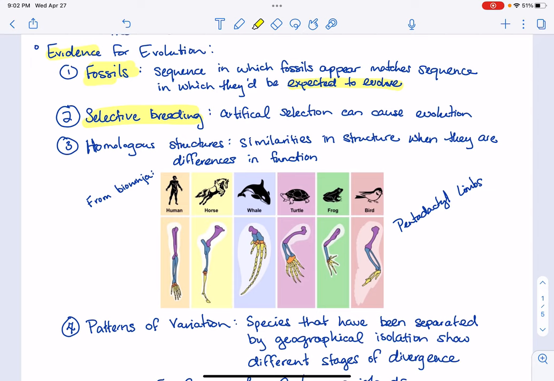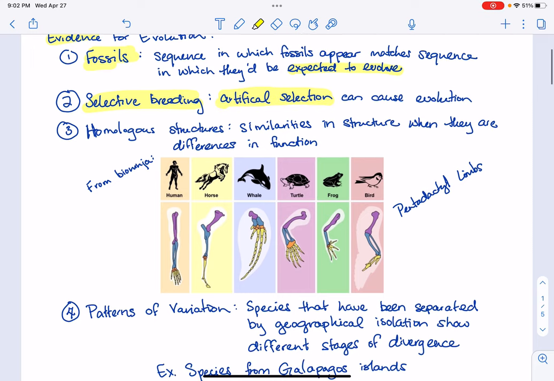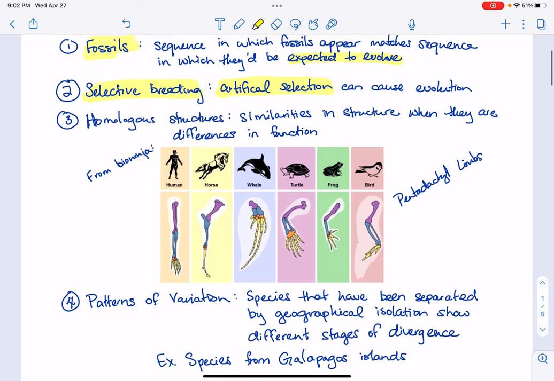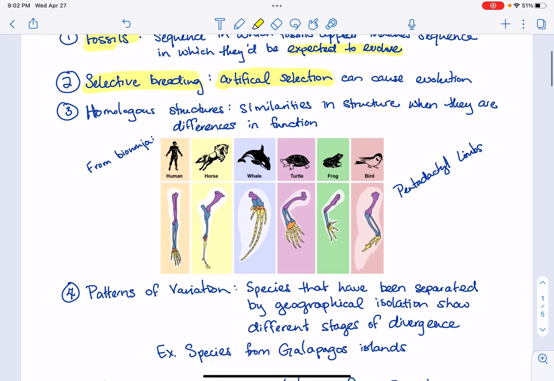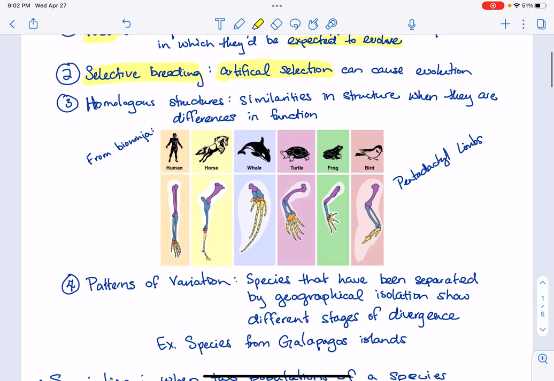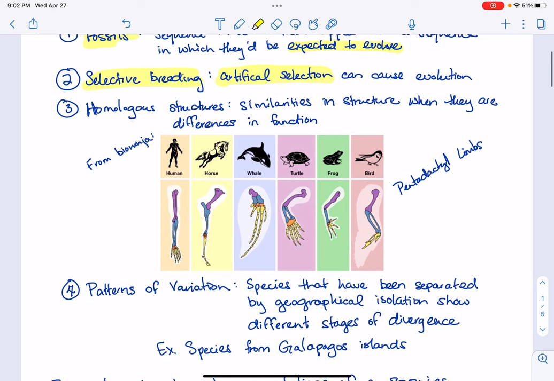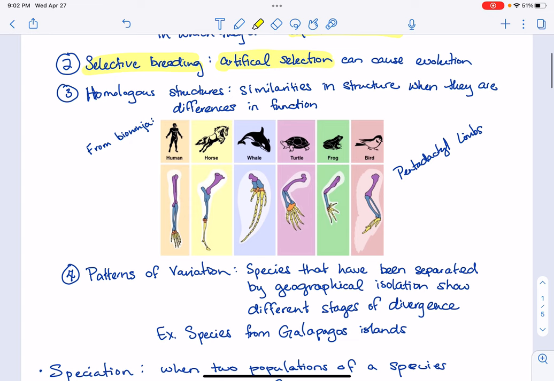There are a lot of really cool examples of artificial selection. I highly suggest, if you have time and are really interested, that you look into a Russian experiment where they domesticated wild foxes. It's one of my favorites. I highly recommend you look into it.